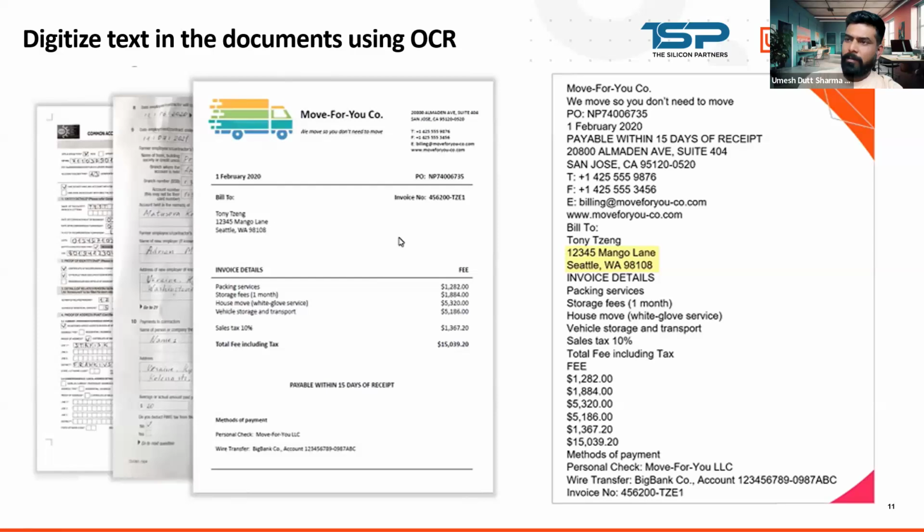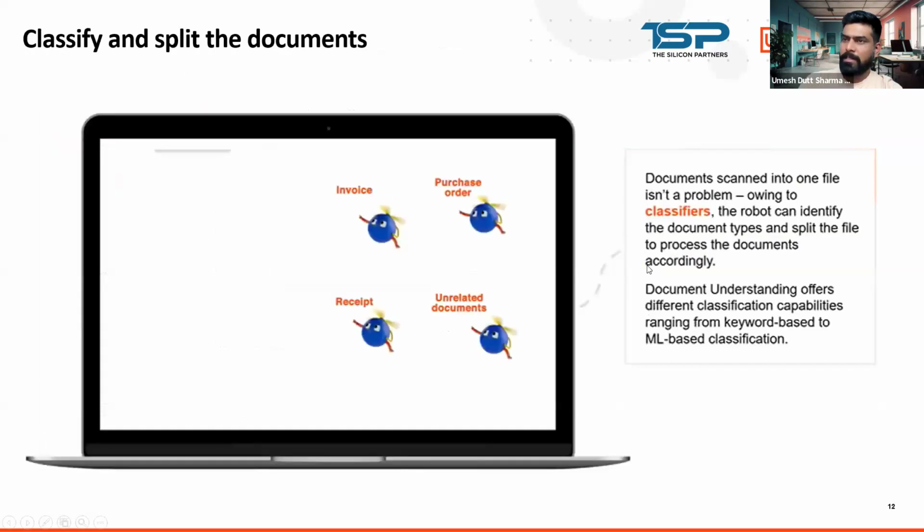So apart from this, let's go to the next step, which is about classification and splitting the document. So this is where the bot basically splits and classifies the documents that are there. Just give me a minute.